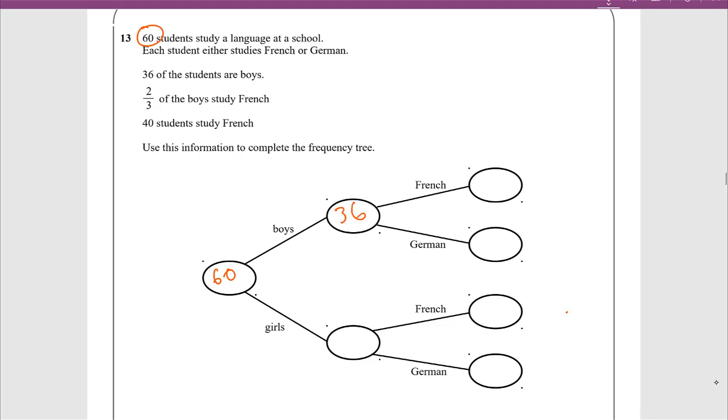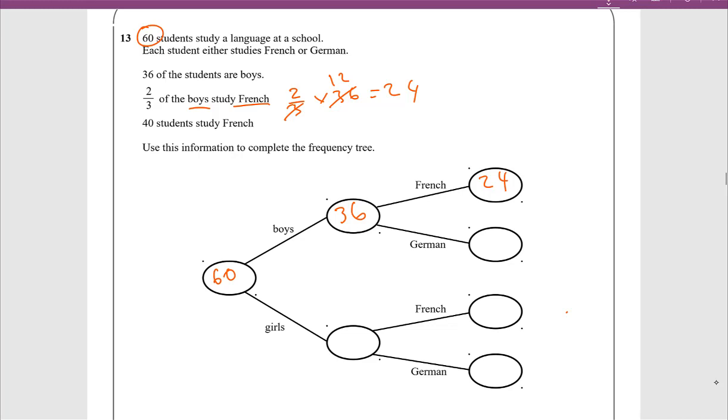2/3 of the boys study French. So 2/3 of 36. Let's write it next to the question so we know we've got it on there. So 2/3 of the boys, which is 36 boys, study French. So that will be 3 goes into 36, 12 times 2 is 24 boys study French. So 24 boys study French.